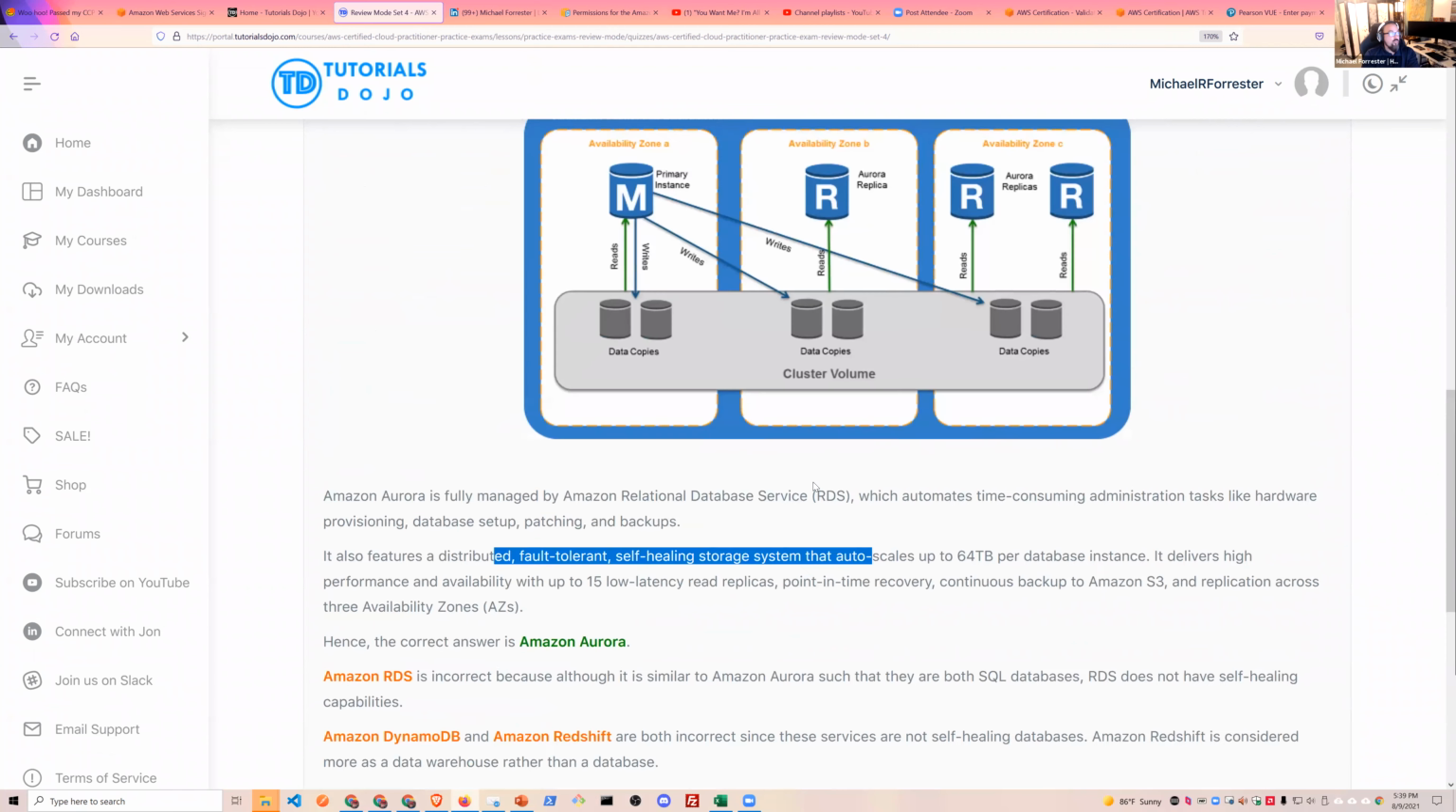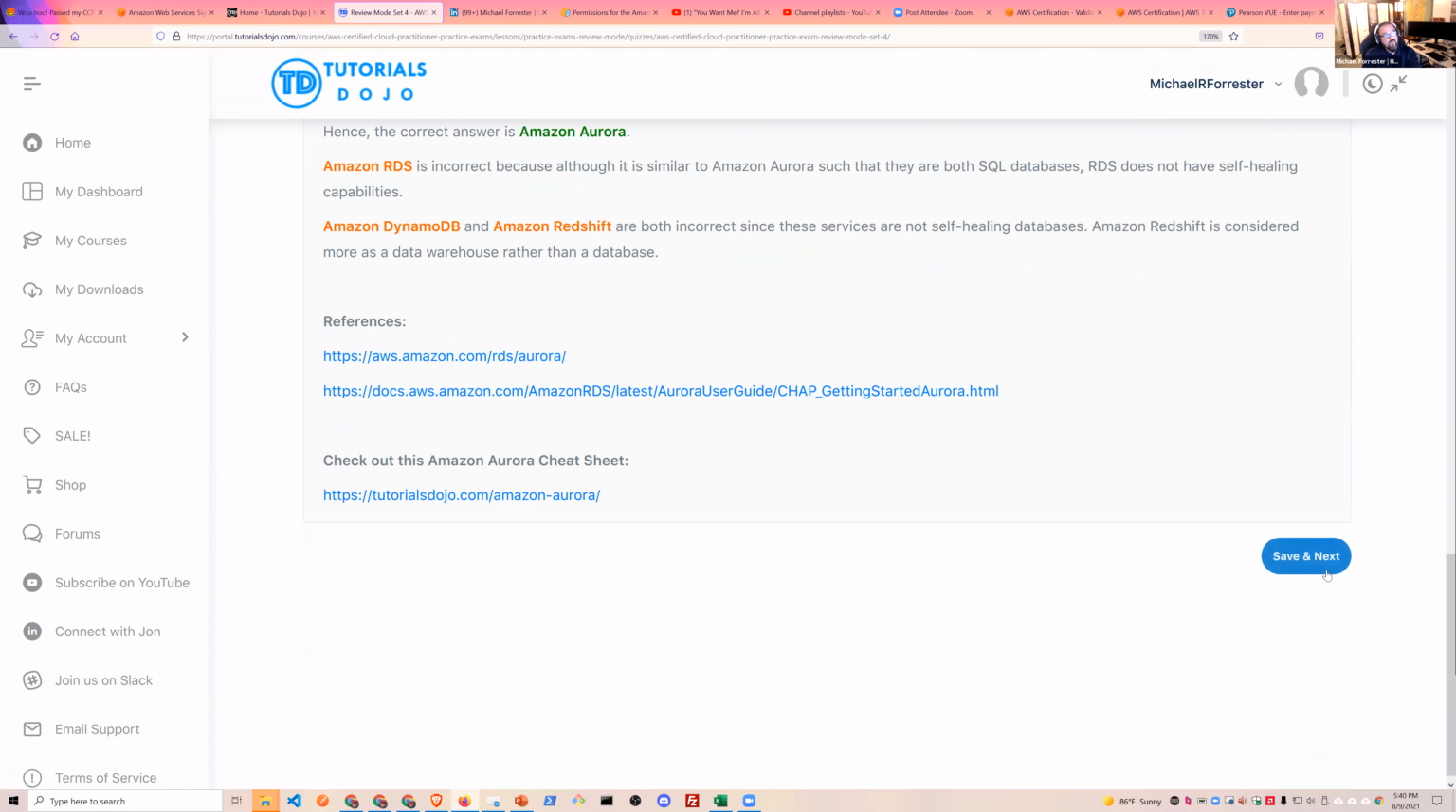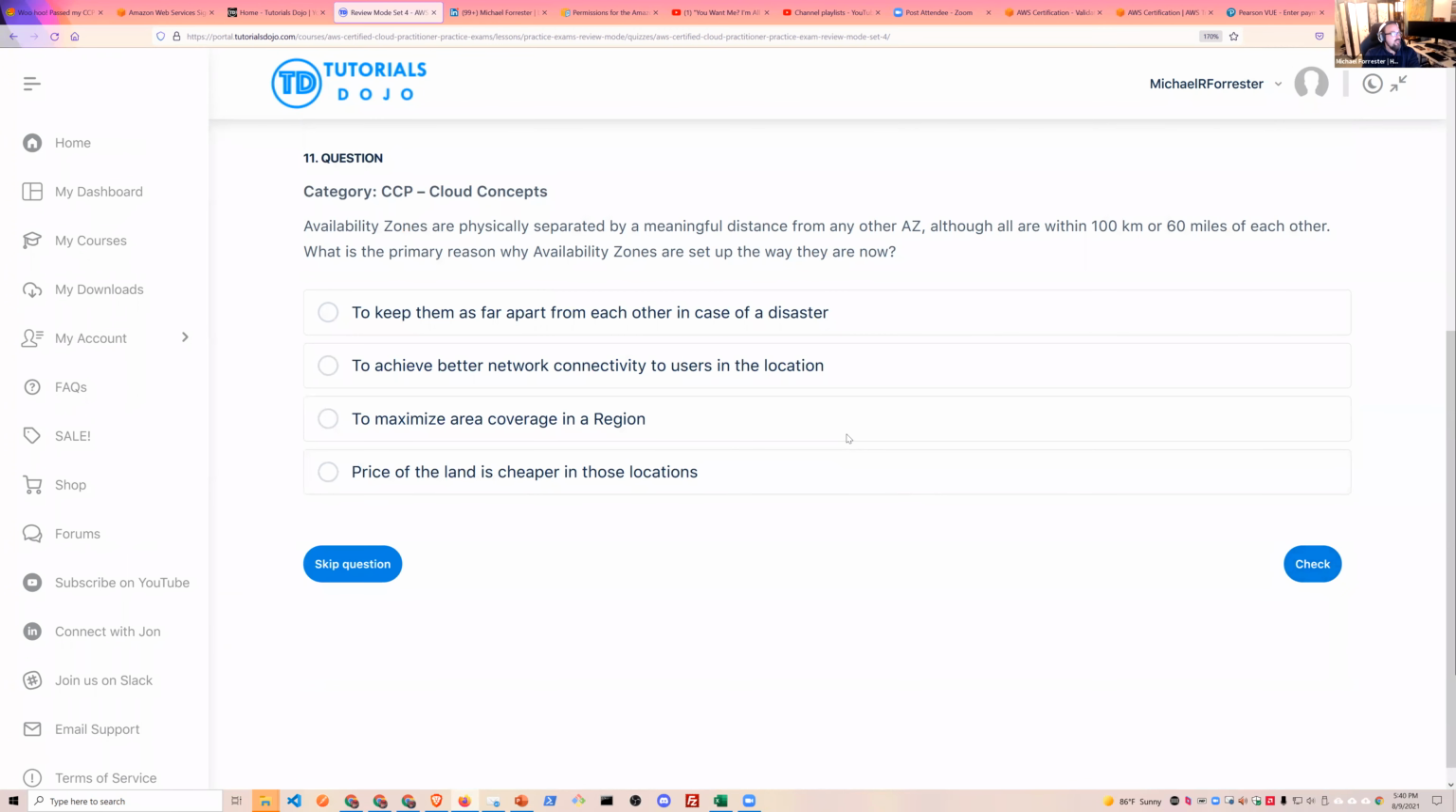So I guess when you come back to this, I would say if they talk about self-healing, apparently from their perspective, Aurora is the better choice than DynamoDB. So when taking the test, if it says self-healing database with high throughput, then Aurora is going to be the one that Amazon wants you to choose, not DynamoDB. Good to know. Okay.